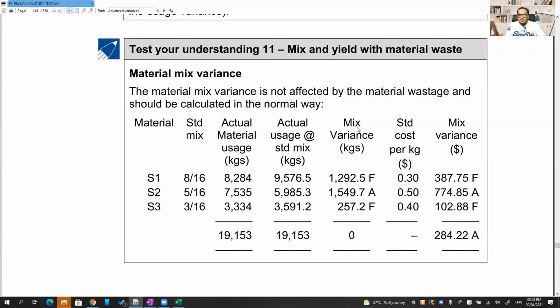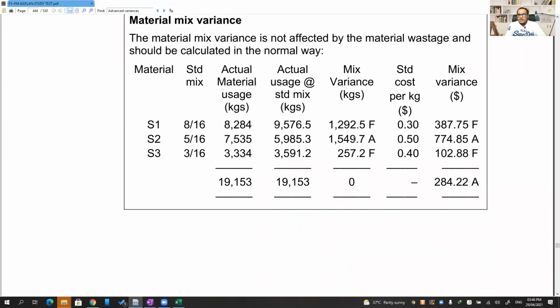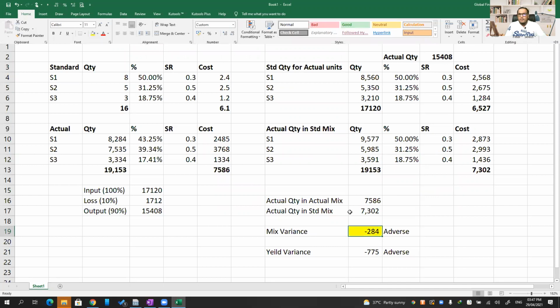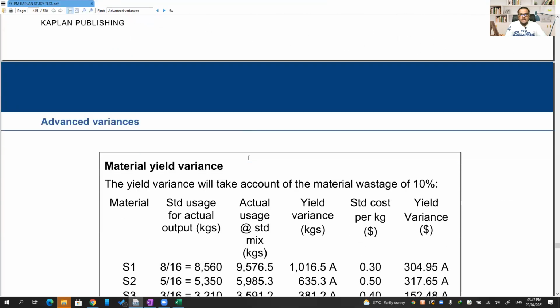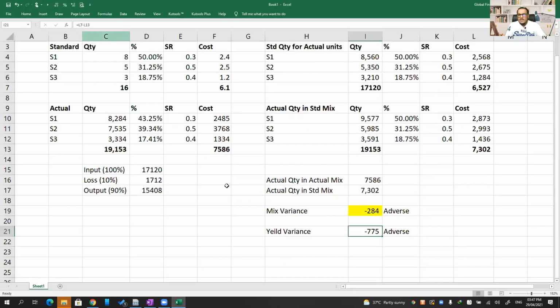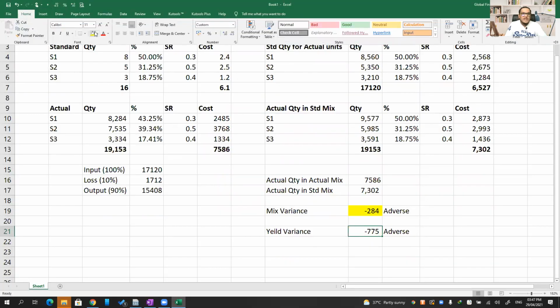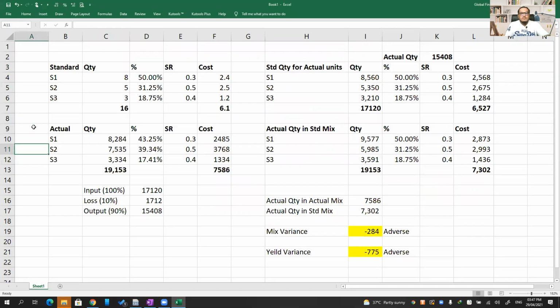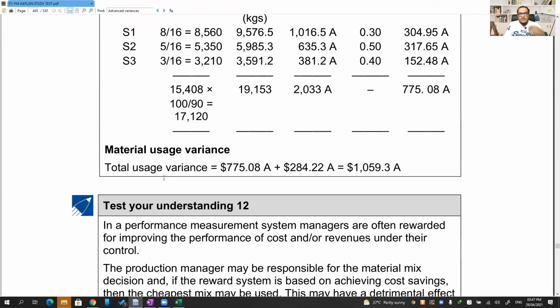And the mix variance is total 284.22. 284, that's absolutely fine, no problem with that. And then coming to the yield variance, so it is 775.08, 775.08. I don't know why I had to even check the answers, sir. See, rarely do we make a mistake. I don't think it's going to happen anytime soon, but yeah, anyways.